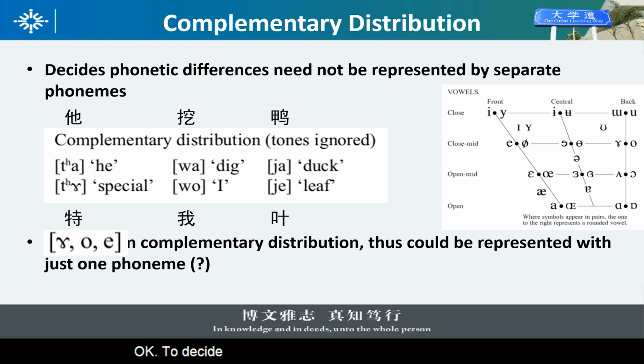Okay, to decide phonetic difference need not be represented by separate phonemes. Look at examples. Look at the first row first. Ta, wa, ya. Okay. Here shows the IPA description of them. They are all represented by the letter A. But actually, they are not the same. They are not exactly identical. Okay, if you consider this way.